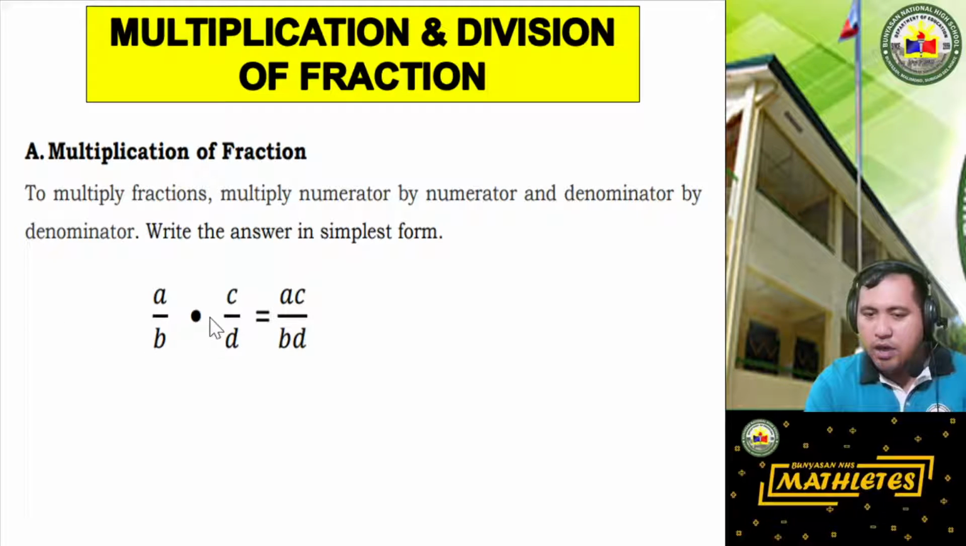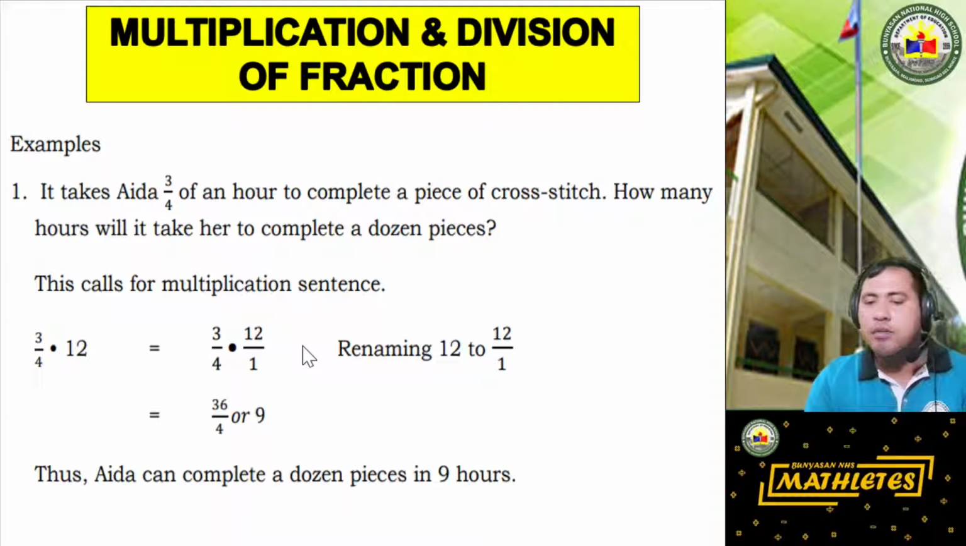Okay? Like for example, this one. A over B times C over D. So that is A times C, so the result is AC. B times D, BD. Okay. Example. We have the problem, a real life problem. So we have this one.